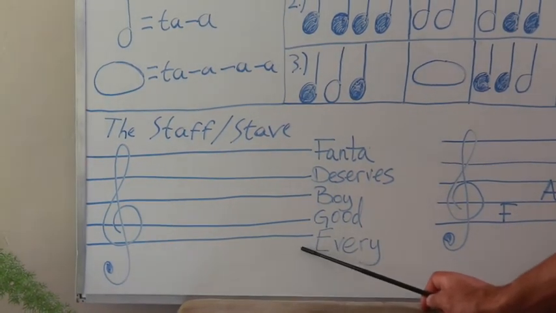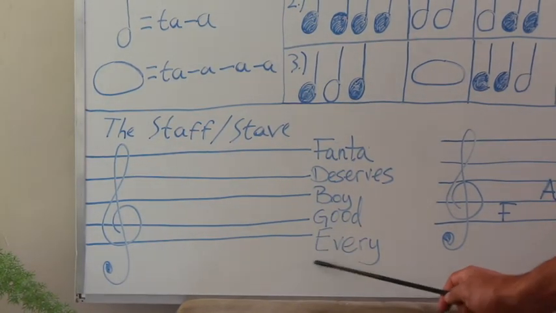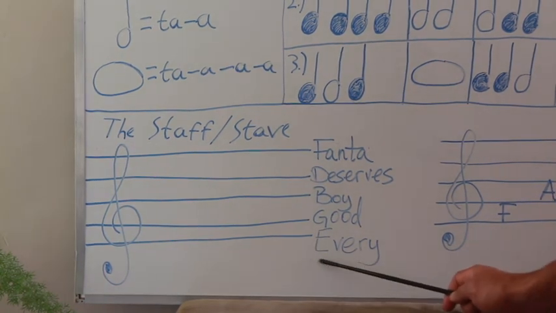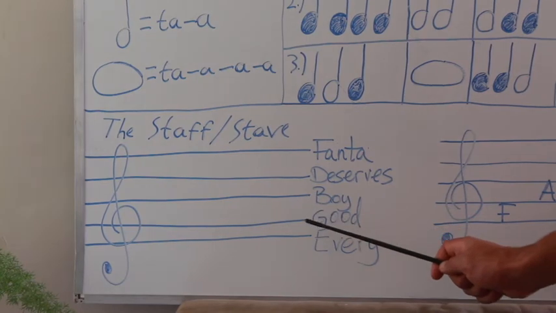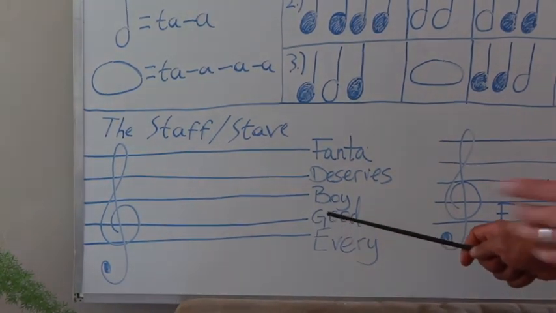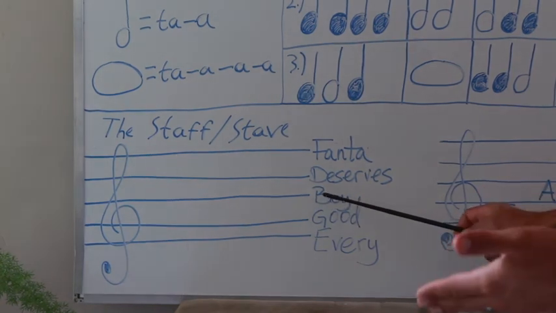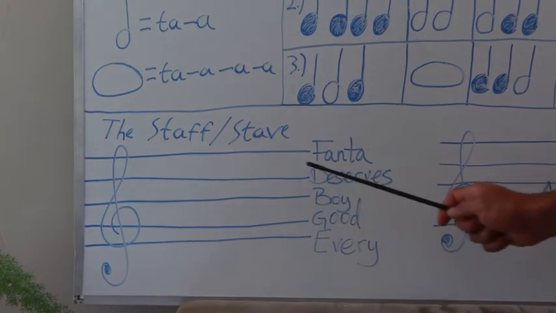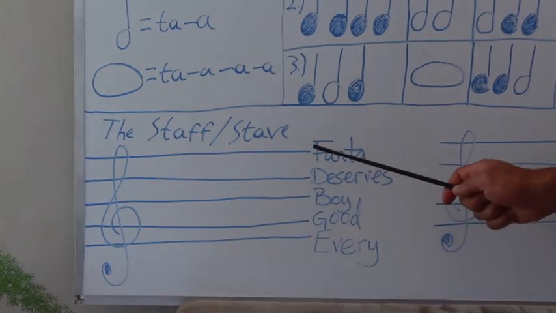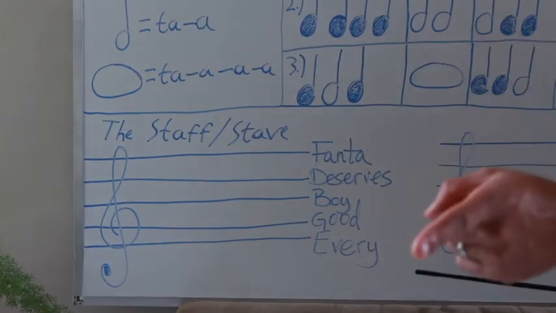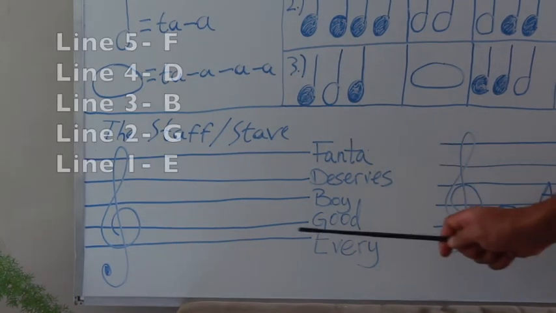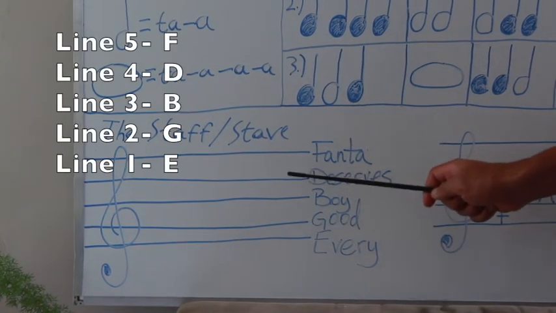So this line 1 will get E, because the first line gets every, and the first letter of every is E. This line number 2 has good as its word, so it's going to get G, because the first letter of good is G. And boy starts with B, so the middle line is B. Deserve starts with D, so this second top line is D. And Fanta starts with F for fun, so this top line is F. So E, G, B, D, F.